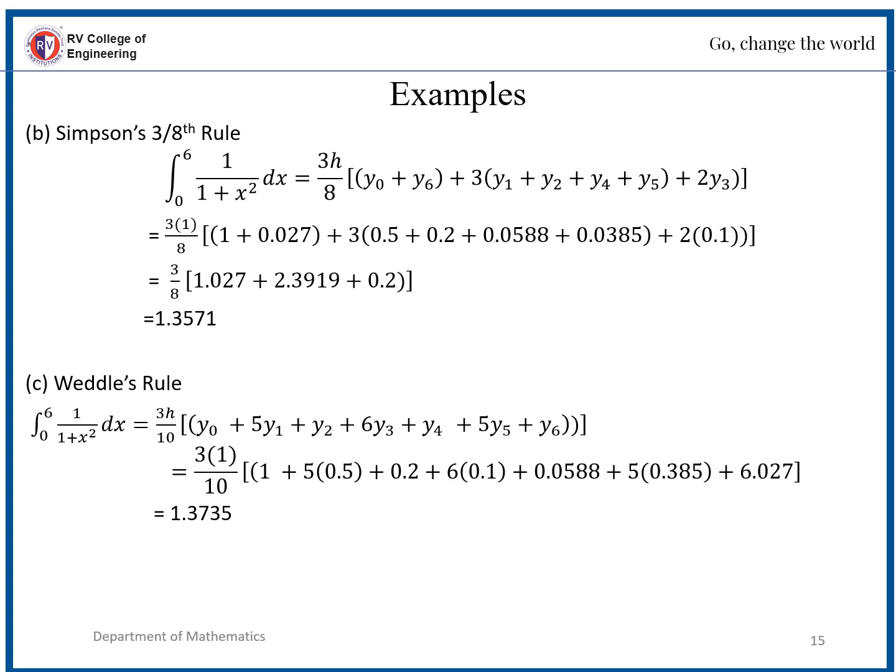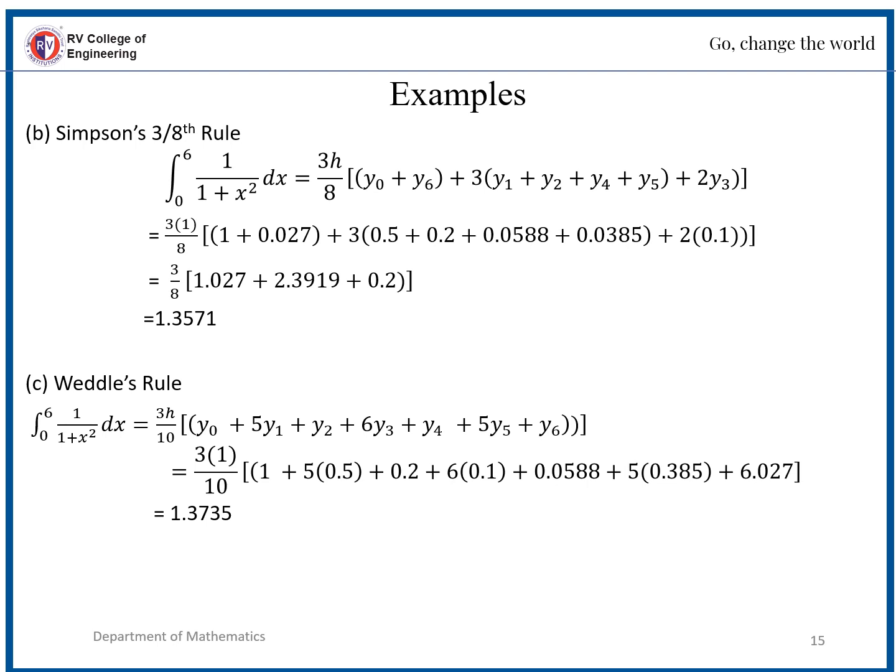So the values from the table are being substituted here in the formula, and it has been calculated, and finally we arrive at the result 1.3571. Again, we should solve the same problem by Weddle's rule.